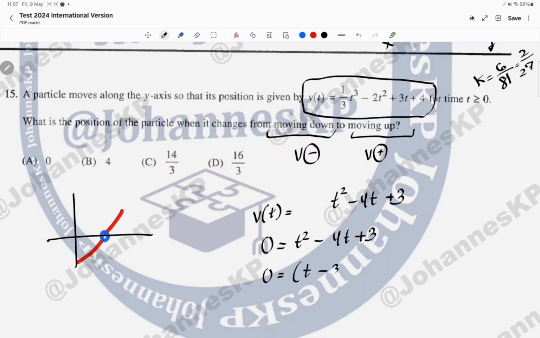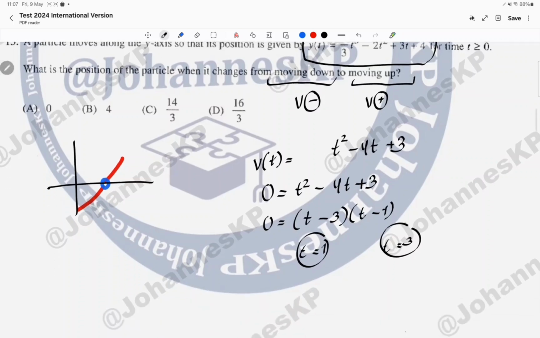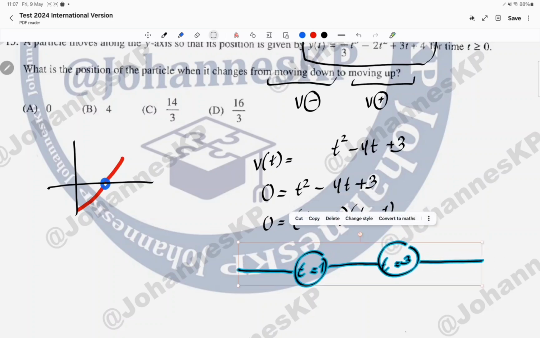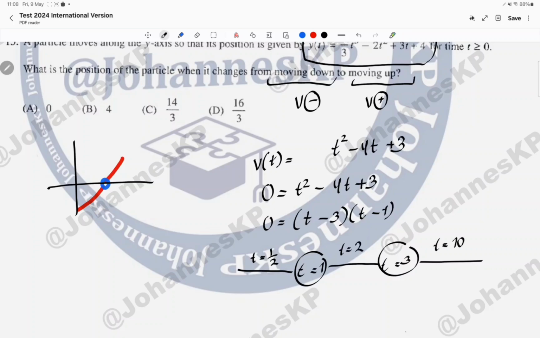So t minus 3, t minus 1. So either t is 1 or t is 3. Okay. Now we should check the signs of the velocity to see when it's going from negative to positive. So plug in here a time of, I would say, half. Plug in here a time of 2. Plug in here a time of 10.